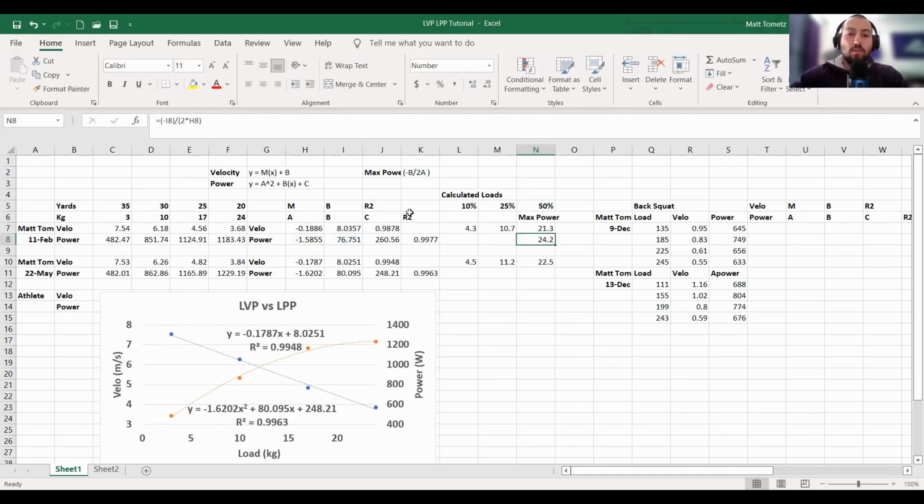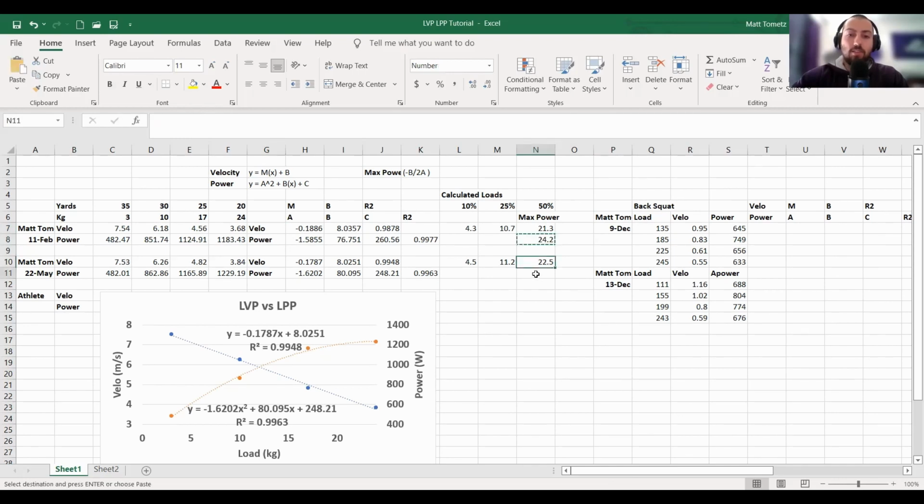So 50% velocity reduction says I should run at 21.3 kilograms, but max power based on the power equation says I should run at 24.2 kilograms. So the point of doing this is not to discredit 50% VDEC, but just to say, if I'm running at max power, am I actually doing it? If you have the ability to measure power and velocity.